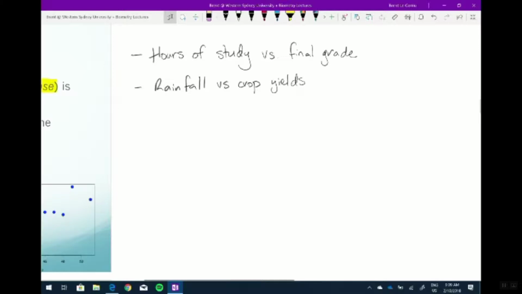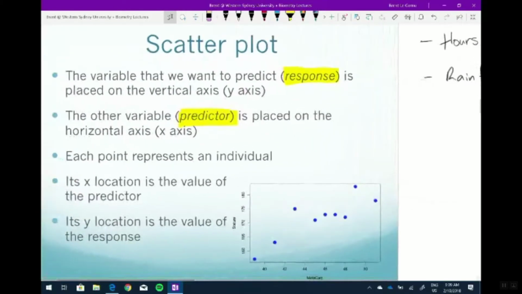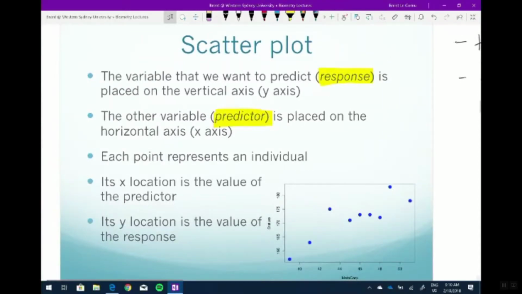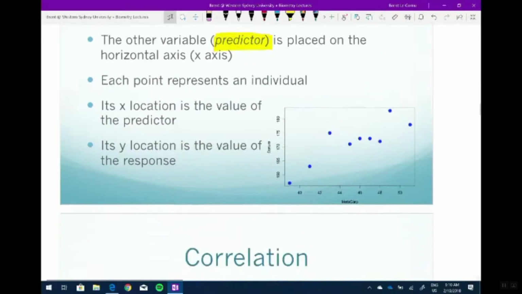If I have a drought, I'm going to have fewer crop yields. If I have a good rain season, I'm going to have better crop yields, okay? That's the rough idea. I mean, some crops don't like that much water, but that's the rough idea. One responds to the other. Crop yields respond to rainfall. The rainfall is not caused by the crop yields. So that's predictor and response variables.